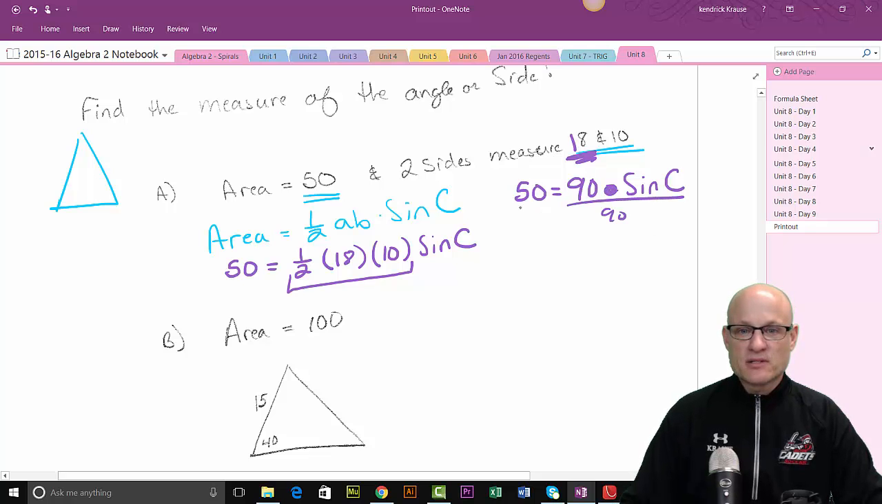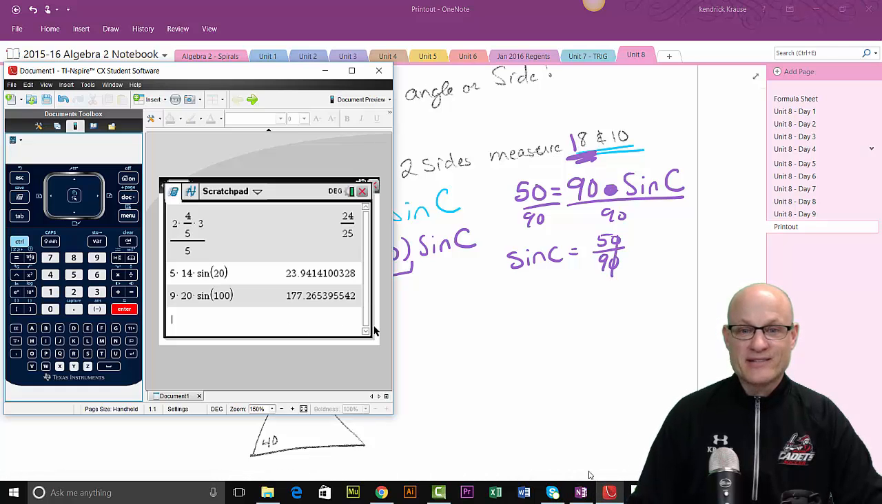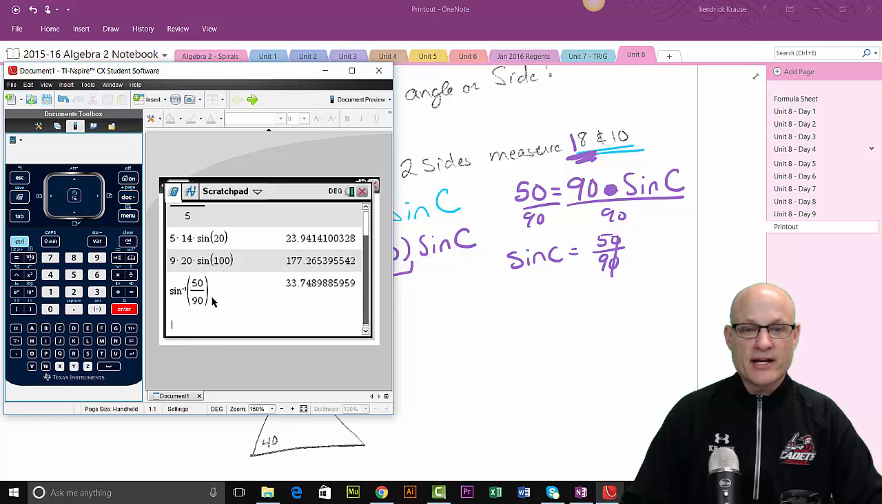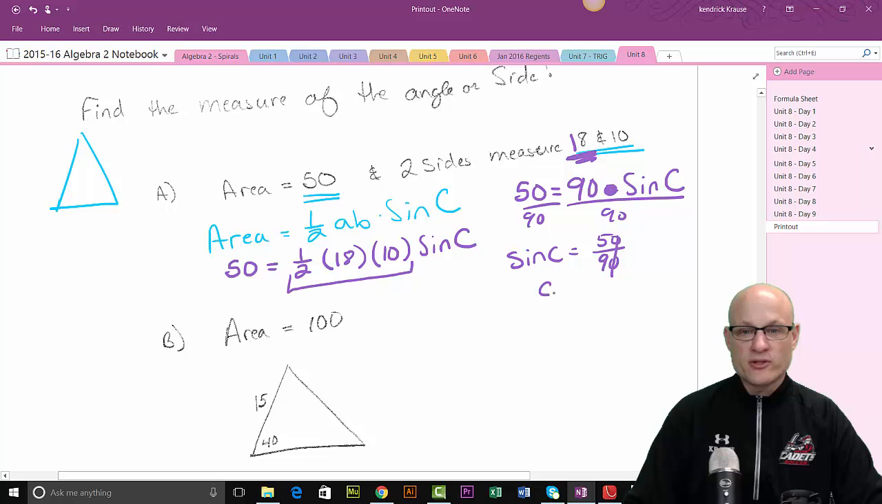Divide by 90, and sine of C is equal to 50 over 90, or 5 over 9. I don't really care. To find C, I do inverse sine of 50 divided by 90. Again, you could put 5 over 9. And I get 33.7 degrees. So C equals 33.7. If you got those decimals, great job.